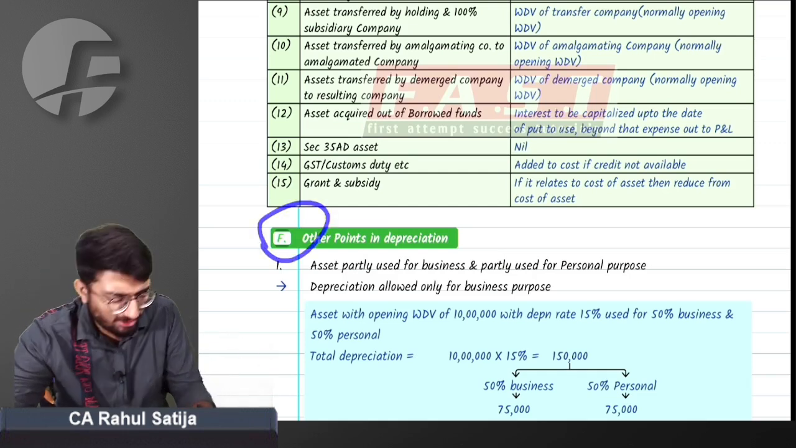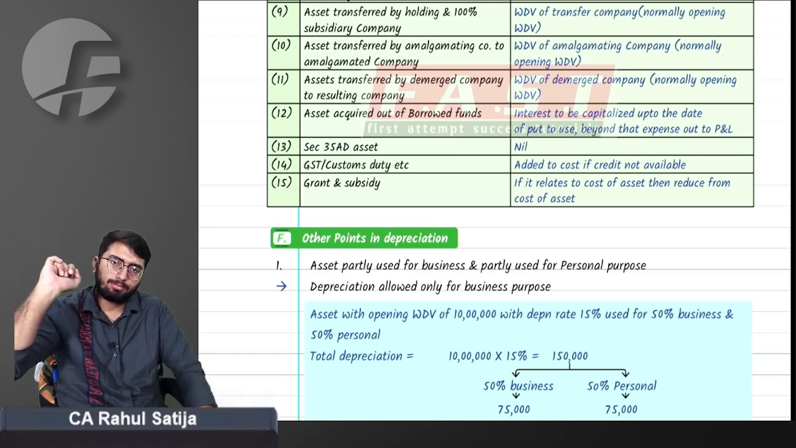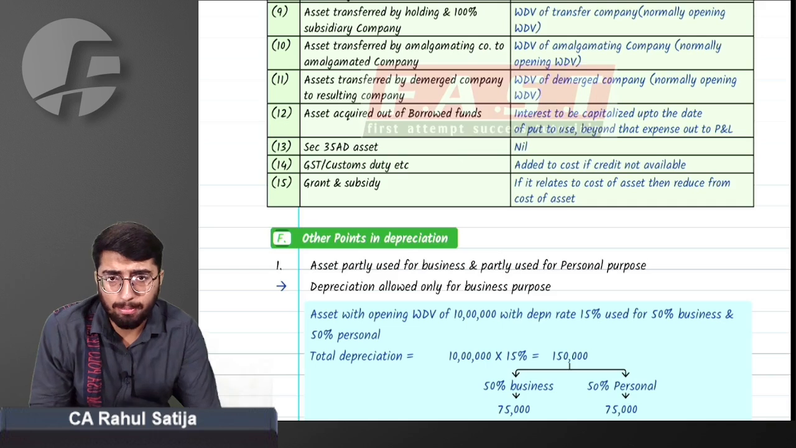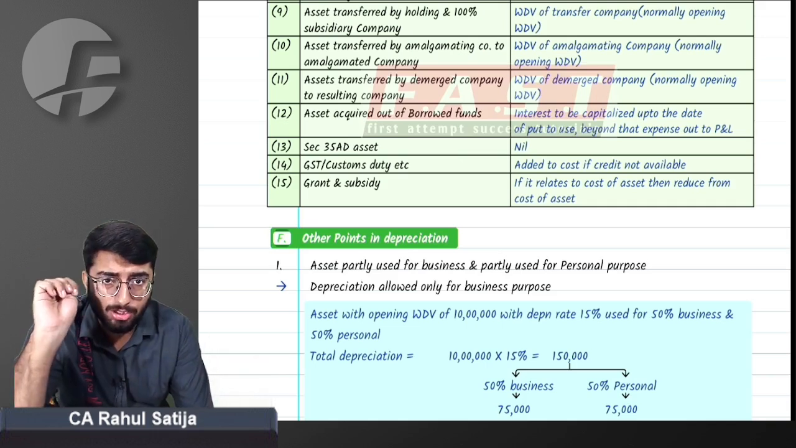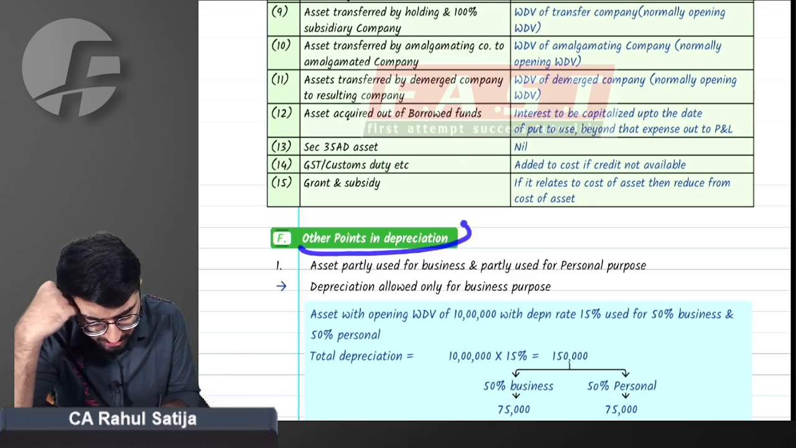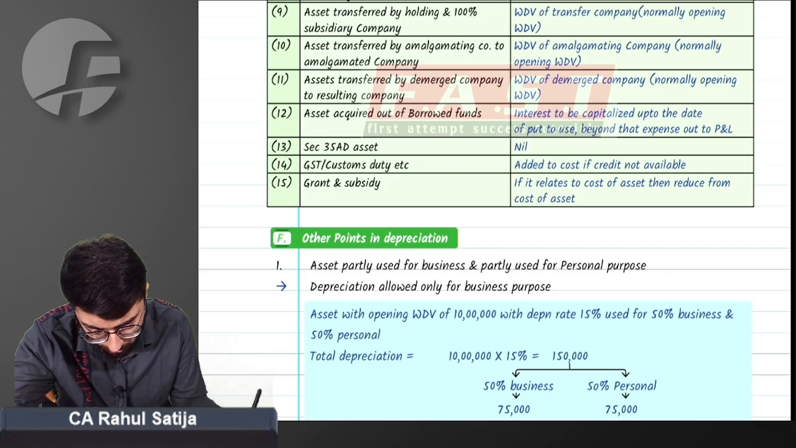Now, other points. Sir, we have studied 5 points till now in depreciation. First of all, what were the depreciation rates? Second, how to calculate depreciation. Third, how to calculate capital gain. Fourth was additional depreciation, and fifth was cost of acquisition. Now we have other points. How are other points dealt with in depreciation?